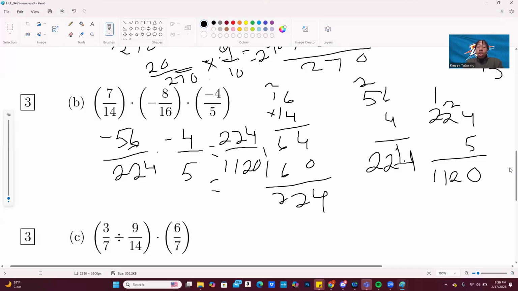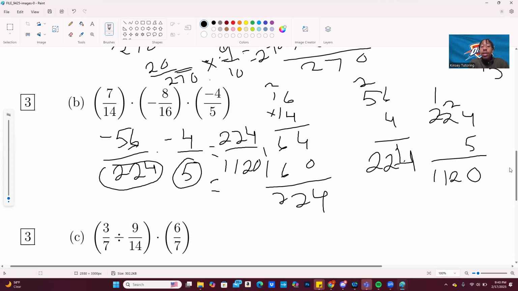even though this can take long, it can be hard finding the least common multiple, right? But what did we just do to find the denominator? We did 224 right here times 5, right? So we did that and we got 1120.